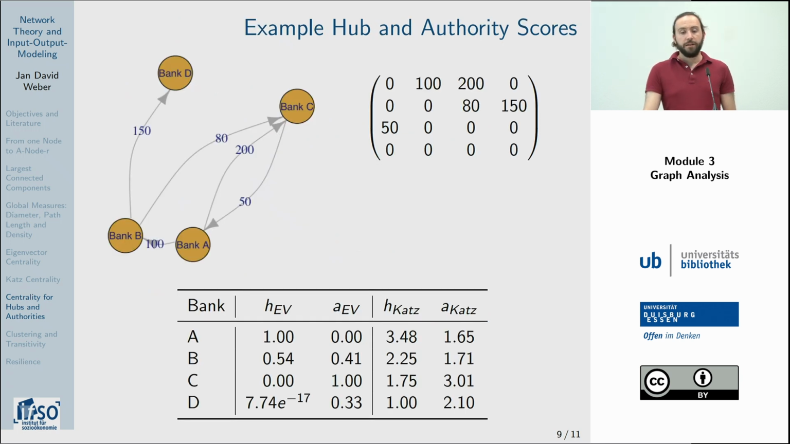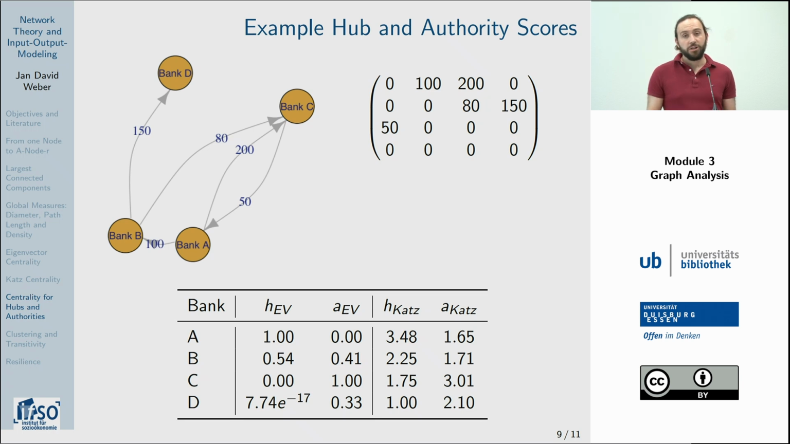We have here a really simple graph just to show you how this can look. We have 4 banks which are lending money to each other, and on the bottom we have the hub eigenvector centrality and the authority eigenvector centrality of each bank. Then we have the Katz hub and authority centrality. Considering the eigenvector centrality, the most important hub is bank 1. The most important authority is bank C.